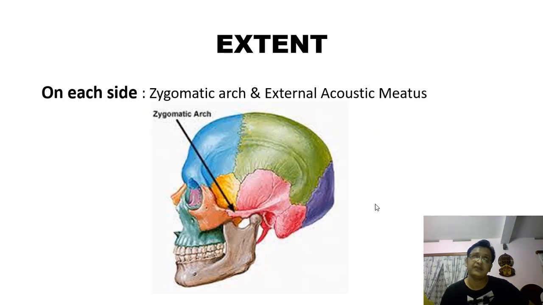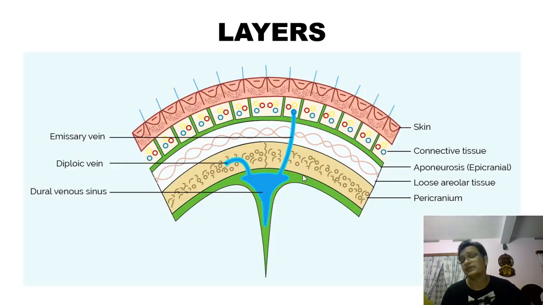The authors vary according to the different books and literature; some variations are there. On the lateral side, some authors say it is only till the zygomatic arch. You can see my cursor at the zygomatic arch, and a few say it has extension over the external acoustic meatus also.